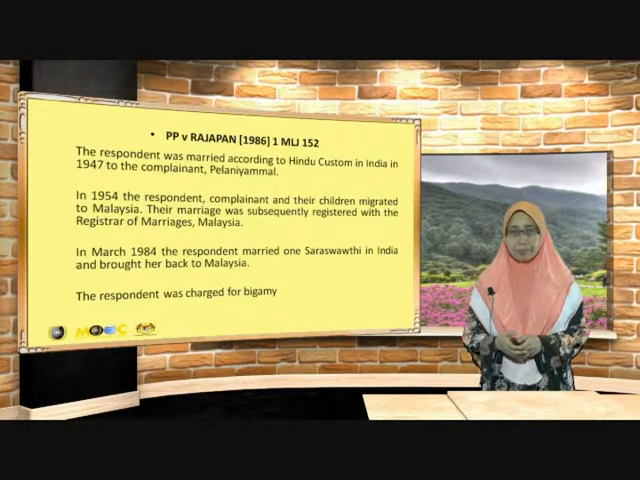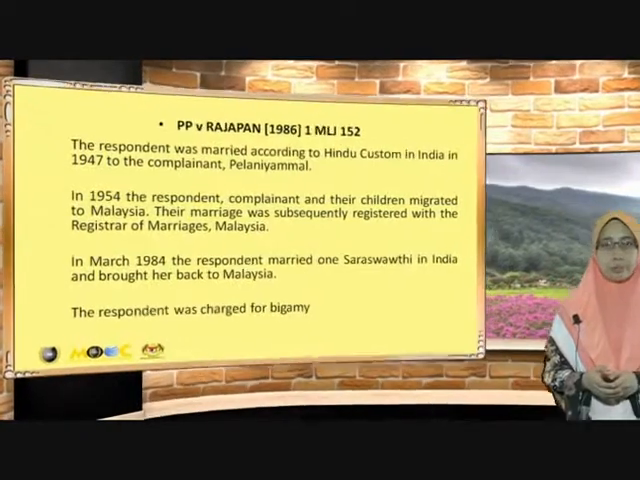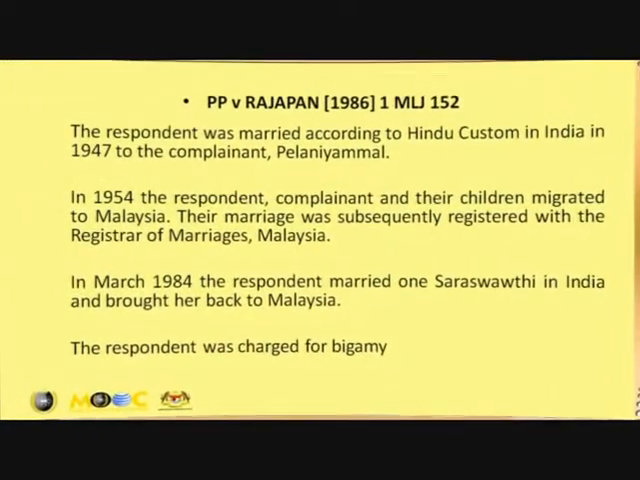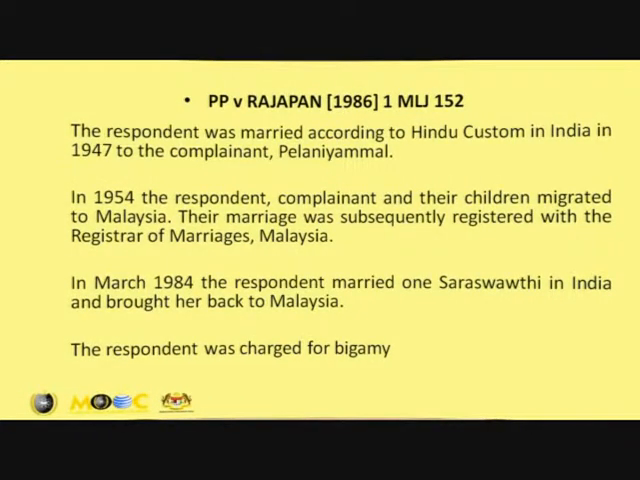In the case of PP v Rajapan, the facts stated that the respondent was married according to Hindu custom in India in 1947 to the complainant named Pelaniamal. In 1954, the respondent, complainant and their children migrated to Malaysia and their marriage was subsequently registered with the Registrar of Marriages in Malaysia. In March 1984, the respondent married one Saraswati in India and brought her back to Malaysia. The respondent was then charged in the Klang Magistrate Court for bigamy.